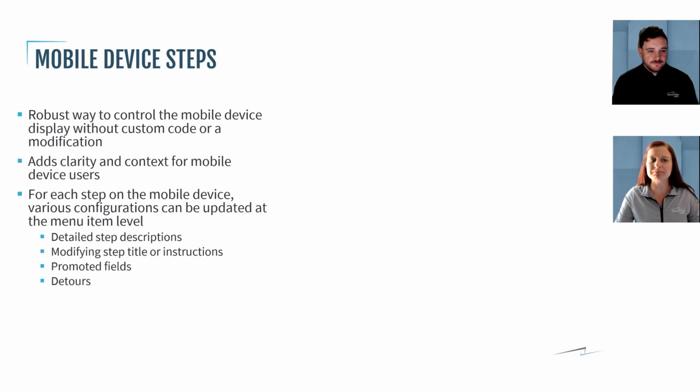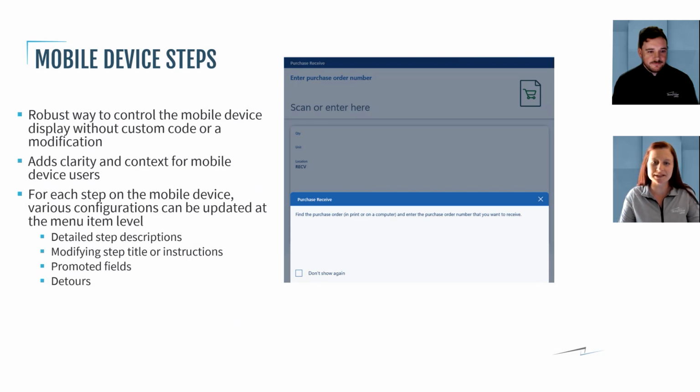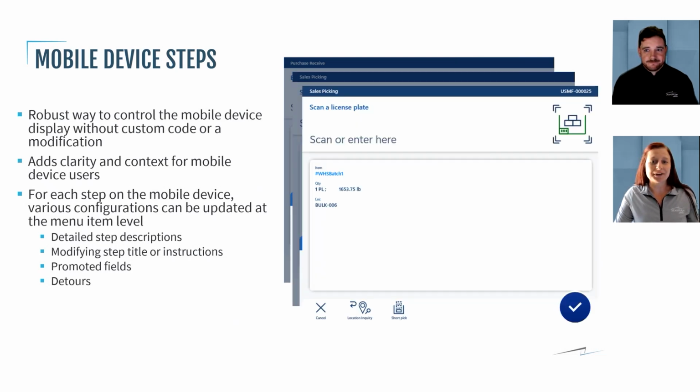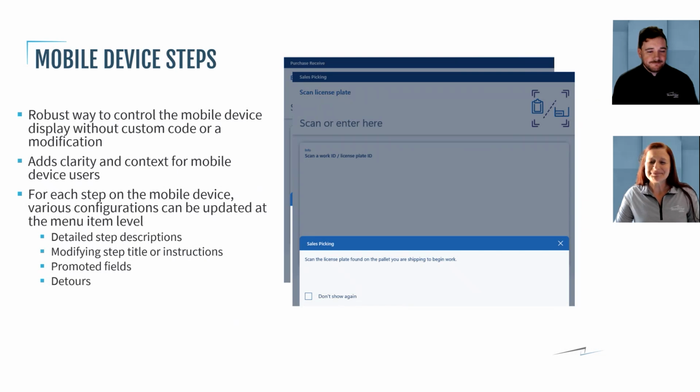So once you enable mobile device steps, the first thing you are going to get from Microsoft out of the box is detailed step instructions. As you can see here in the screenshot, on our purchase receive menu item, the user is now given some detailed instructions of how to actually complete this step on the mobile app. You can take it one step further and actually modify how that text looks, as well as the step instructions, right from that mobile device step option.